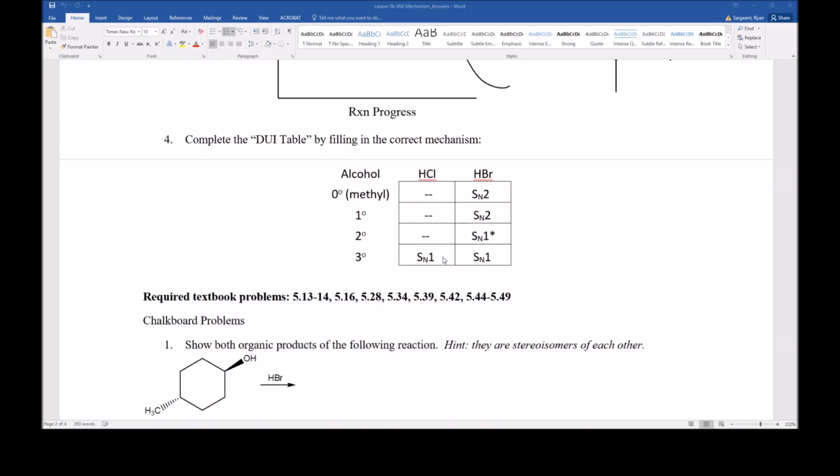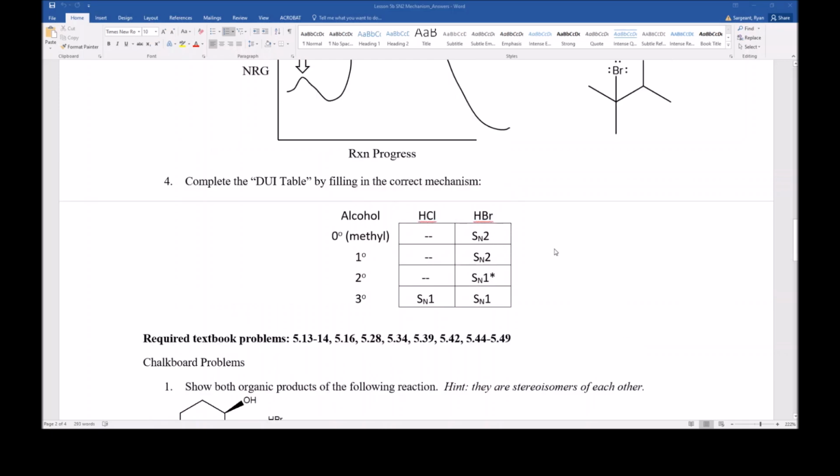This was the first mechanism that we looked at in Lesson 5A. In Lesson 5B, this past lesson, we started to fill in some of the gaps associated with hydrobromic acid. We ran into this problem with secondary alcohols reacting with hydrobromic acid: they have a tendency to undergo rearrangements where we have shifts. Methyl groups and hydride groups will shift over. So that's why there's an asterisk right there.